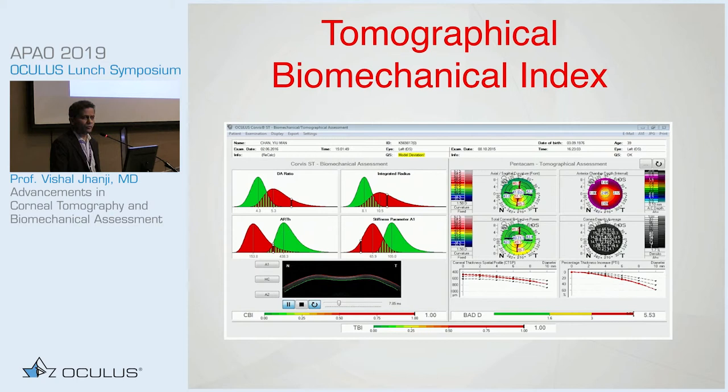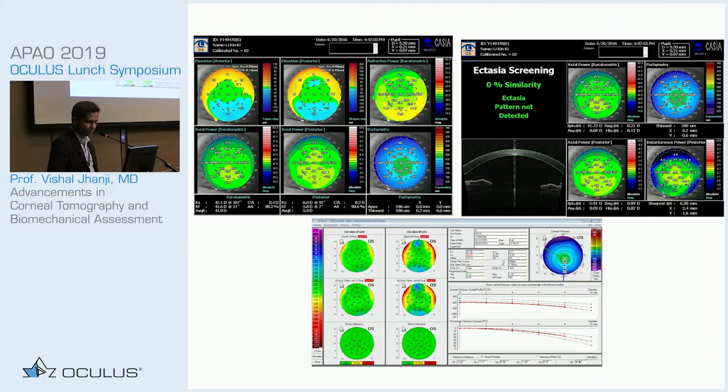So the concept was, if we can combine the properties of Corvis, the biomechanical indices, and also take the best of Pentacam, the D index, and combine both to generate a Tomographic Biomechanical Index. So you can see this is how the display looks like. On the left, you can see those four parameters, DA ratio, integrated radius, ARTh, and stiffness parameter. And on your right, you can see the Pentacam four maps for refractive indices. And at the bottom, you can see CBI, BAD, and TBI all together on the same plot.